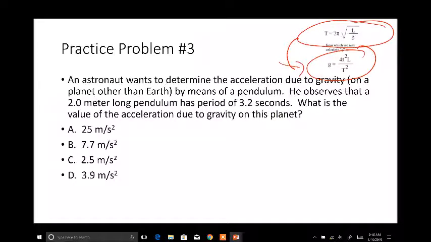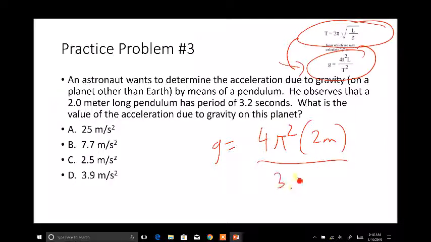So then we plug in what we know. So g is going to be equal to 4 pi squared times L, the length of the pendulum, in this case 2 meters, over the period squared. So it's 3.2 seconds squared. If we do the math in this case, we end up with B, 7.7 meters per second squared.